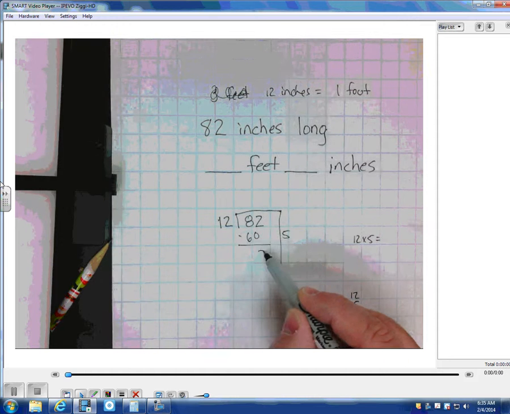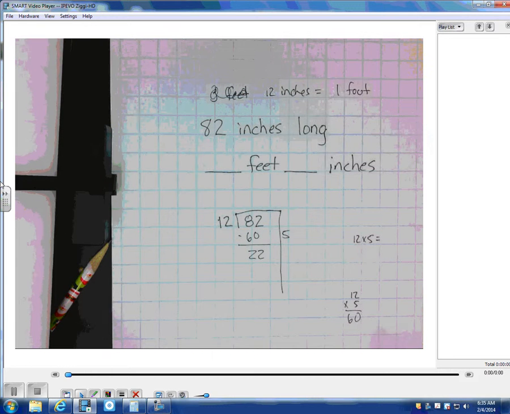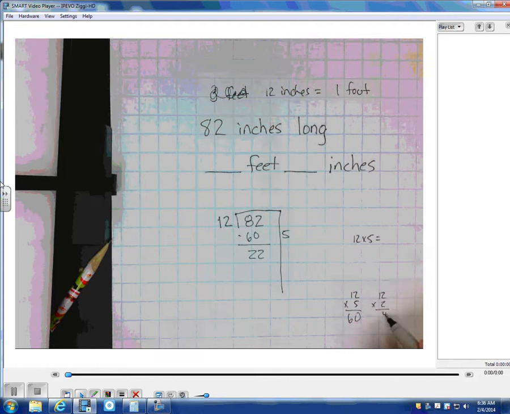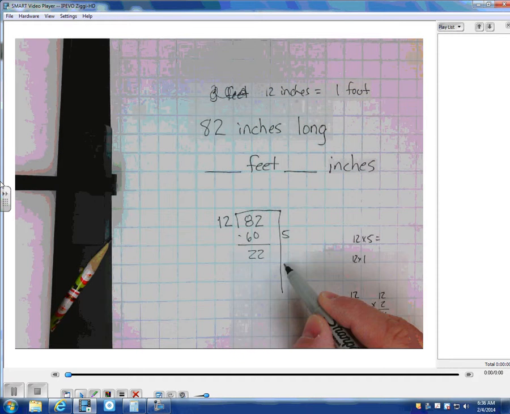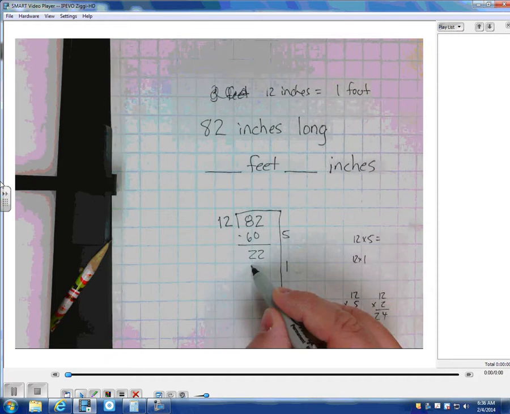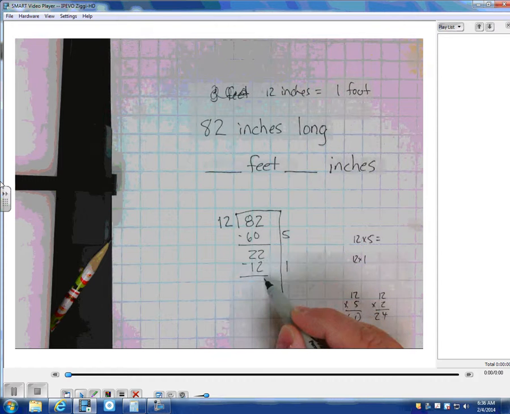It's 22. Okay? How many times can 12 go into 22? Well, I know 12 times 1 is 12. 12 times 2 is 24. That's too high. So I know it has to be 12 times 1. Okay, so 1 unit out. 12 times 1 is 12, leaving 10.